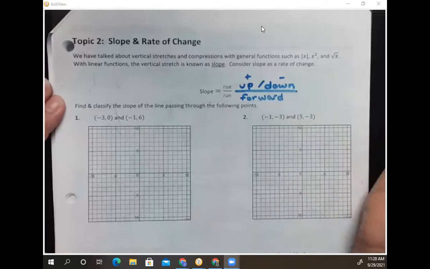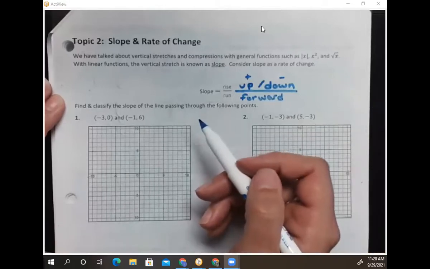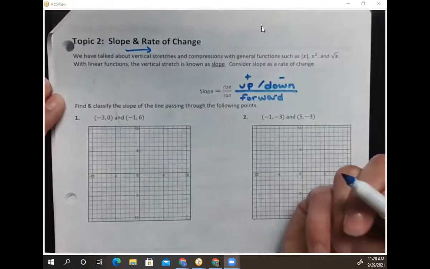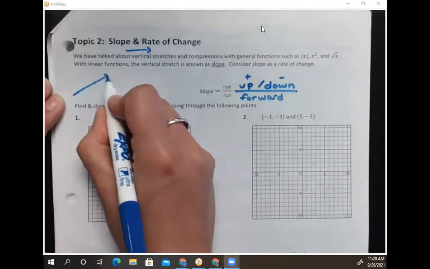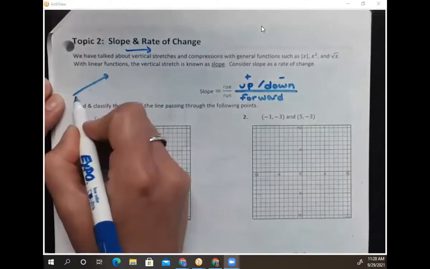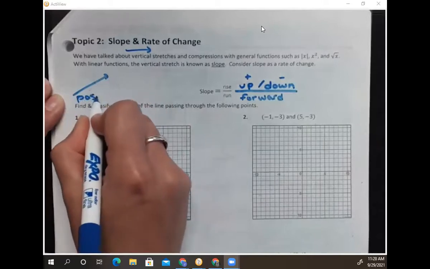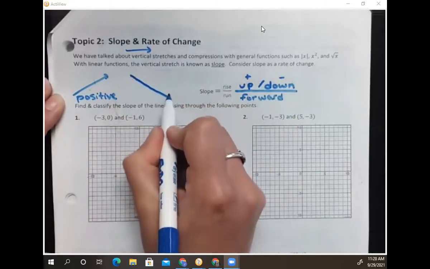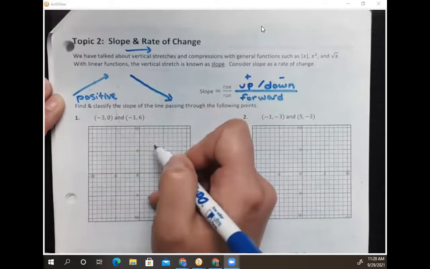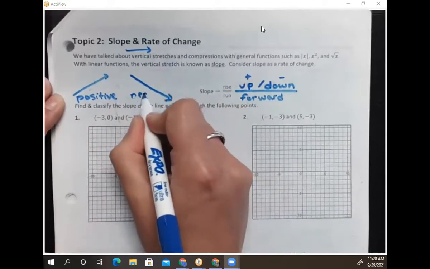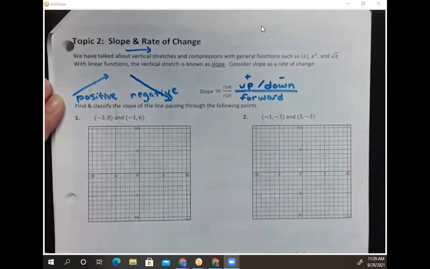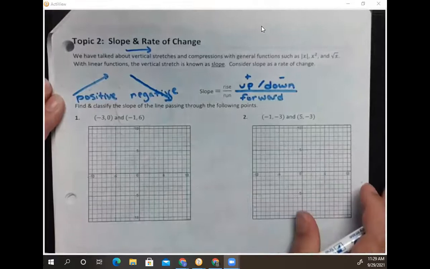What I want you to remember when we talk about slope is that we read a graph the same way that we read words on a page. So we read from left to right when we talk about a graph. If I'm talking about positive slope, that means as I go from left to right, I'm moving up. So this is a positive slope. A negative slope means as I read my graph from left to right, as I move forward on that graph, I'm going down. This would be a negative slope. So remember, when we talk about is the slope positive or negative, I have to read my graph left to right, just like you read words on a page.